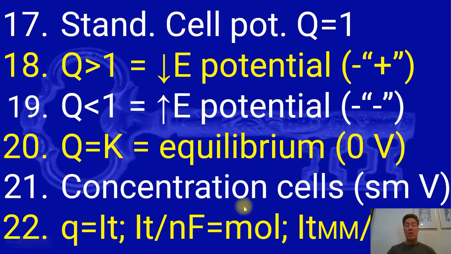With concentration cells, we can take advantage of that and create a difference based on a wide difference between reactants and products. That creates small voltage batteries. And then our electrolysis formulas, Q equals IT, and then you take that number and you can divide it by Faraday's constant to get moles, and use the moles of the reaction to give you the moles of product. To get it in grams, you just multiply all of this times molar mass.